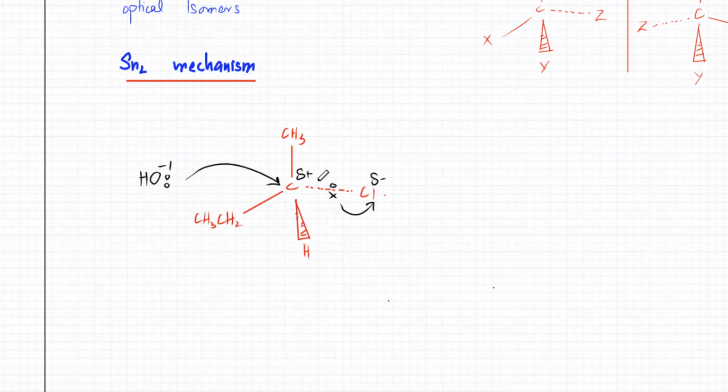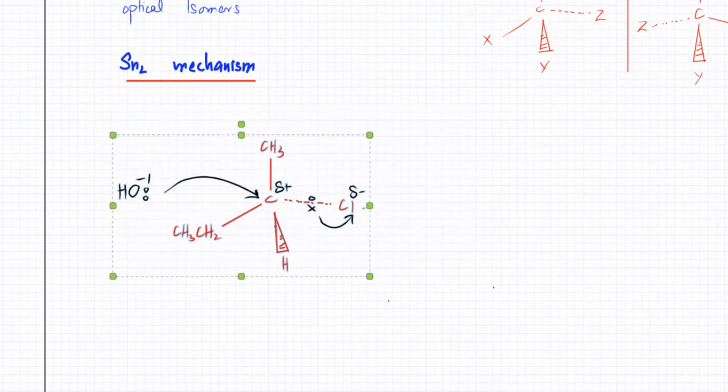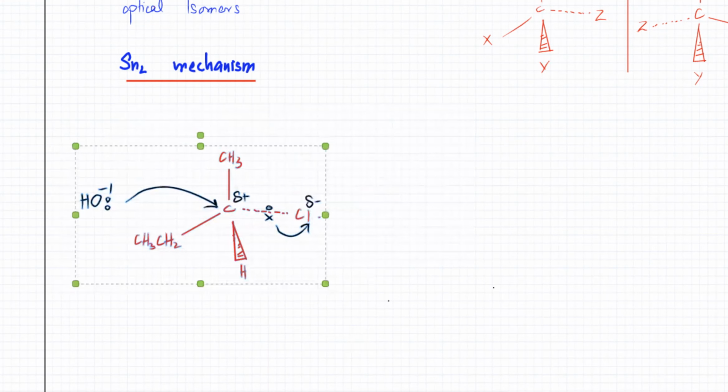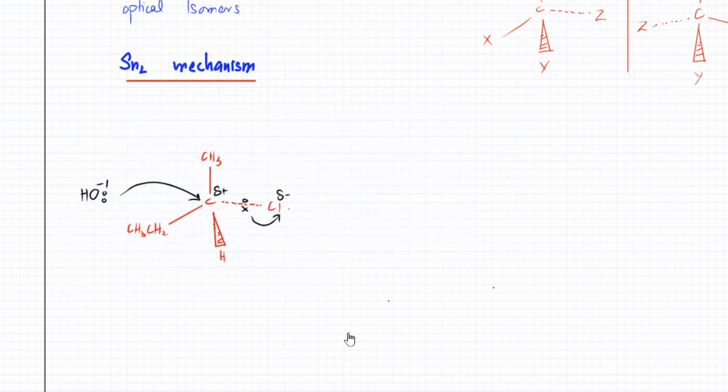So what's going to happen is that the Cl over here will get knocked out, and the OH would come from this side and bond with it. So what will happen is I'm going to draw the transition state now. The transition state is going to look like this, if I can draw a good 3-dimensional image.